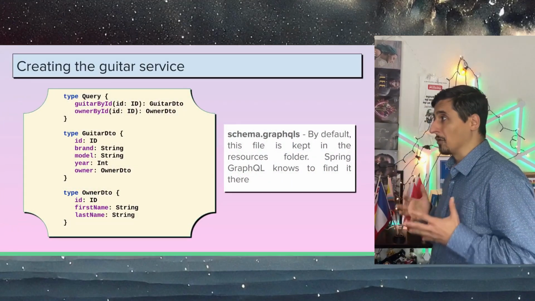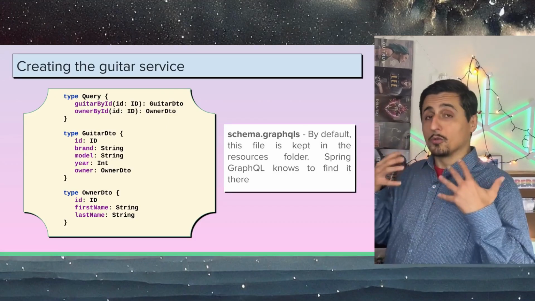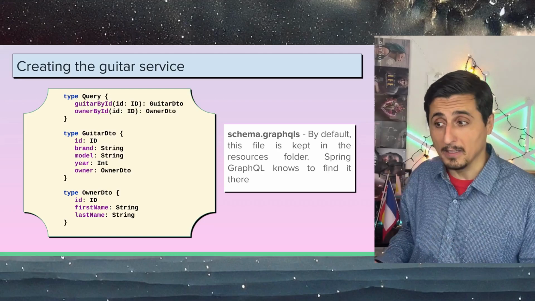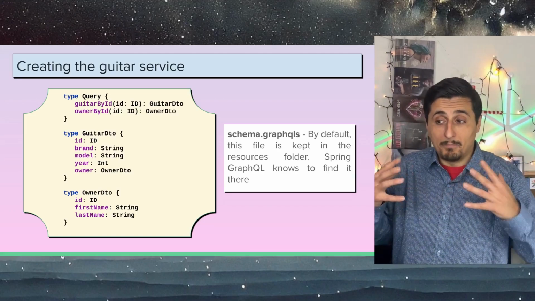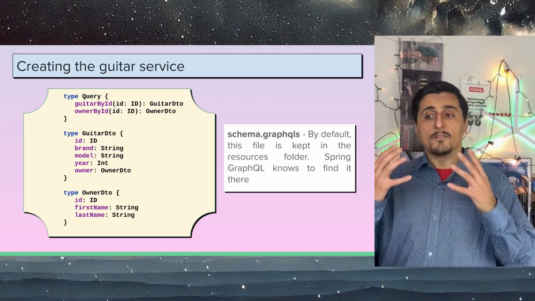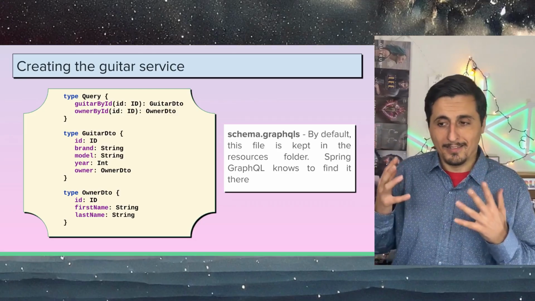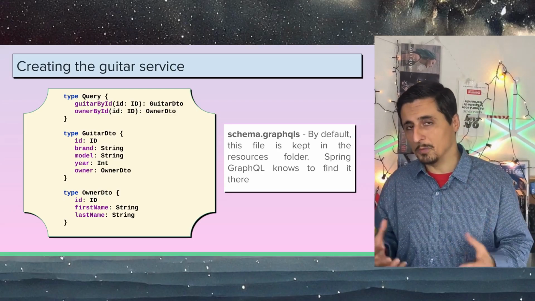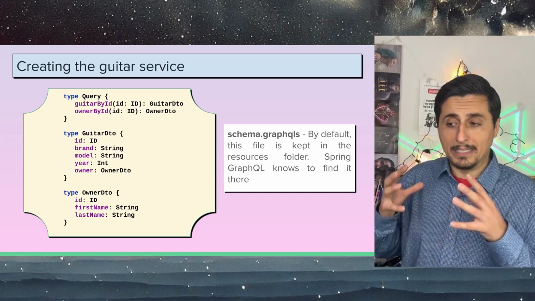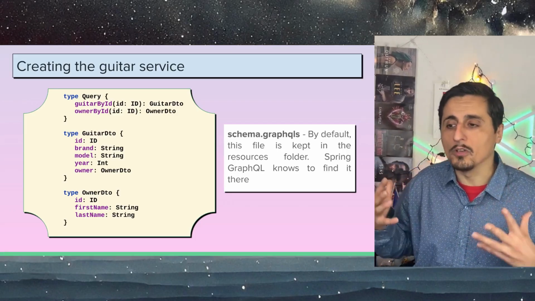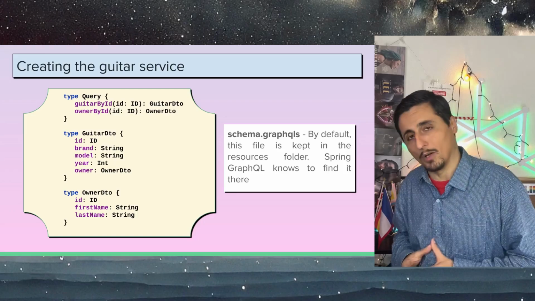Then we need to create our guitar service, and to create it, we need to start with the schema.graphqls. This is a file that we, by default, need to keep in the resources folder of our service, and we define it by using this syntax. This is only a portion of what is possible to do with GraphQL, but this example alone gives us a good overview of what we can do with GraphQL.